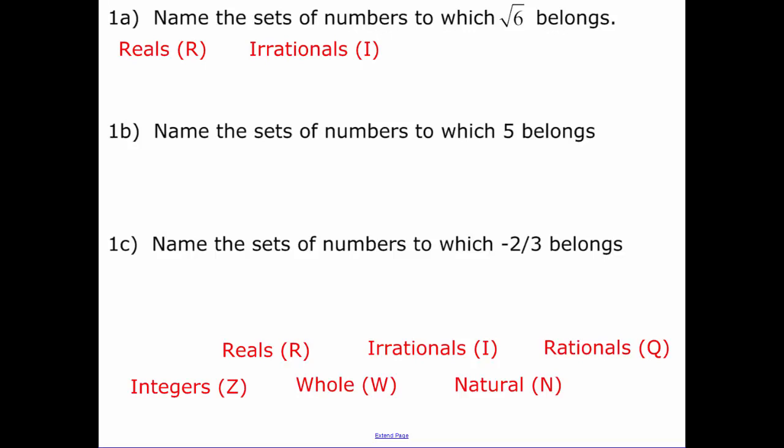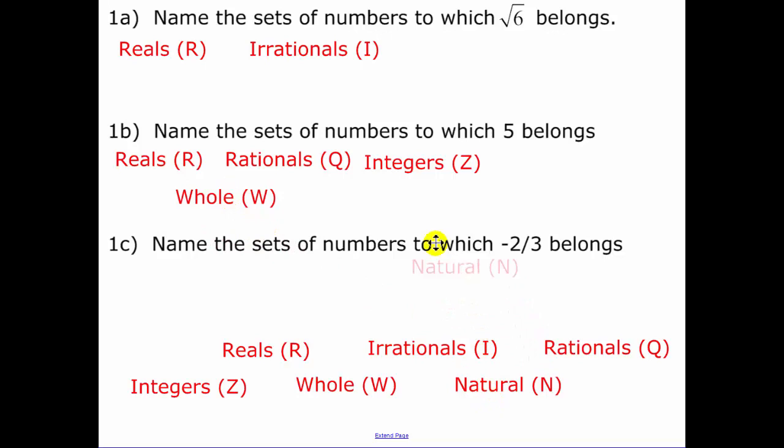Our second question, name the sets of numbers to which 5 belongs. Well, it's a real number. I can write 5 as a fraction, so therefore it's a rational number. It's an integer. It is also a whole number and one of our natural numbers. So it's all 5 of them. But notice how it's not rational and irrational. It can only be one of the two.